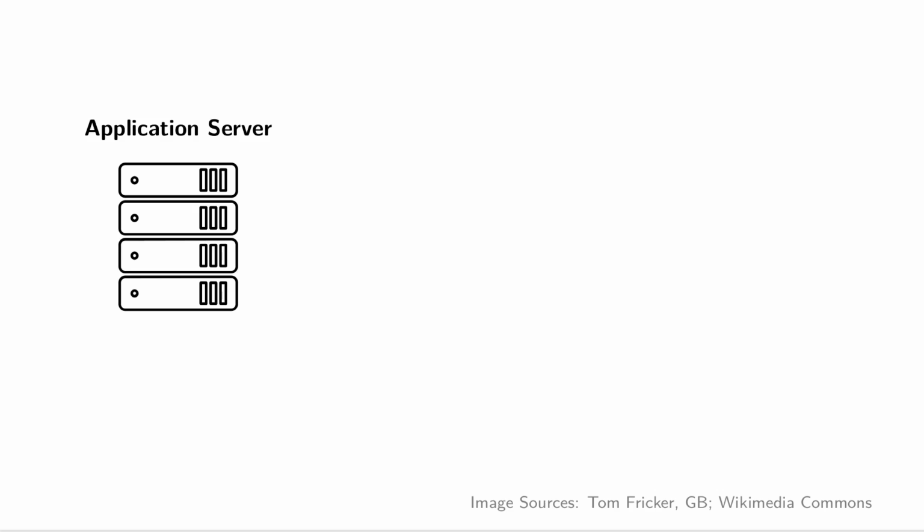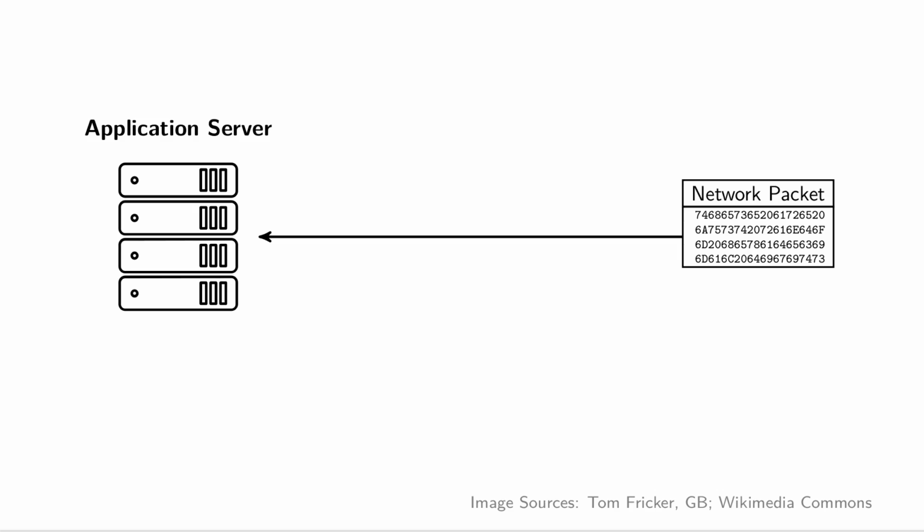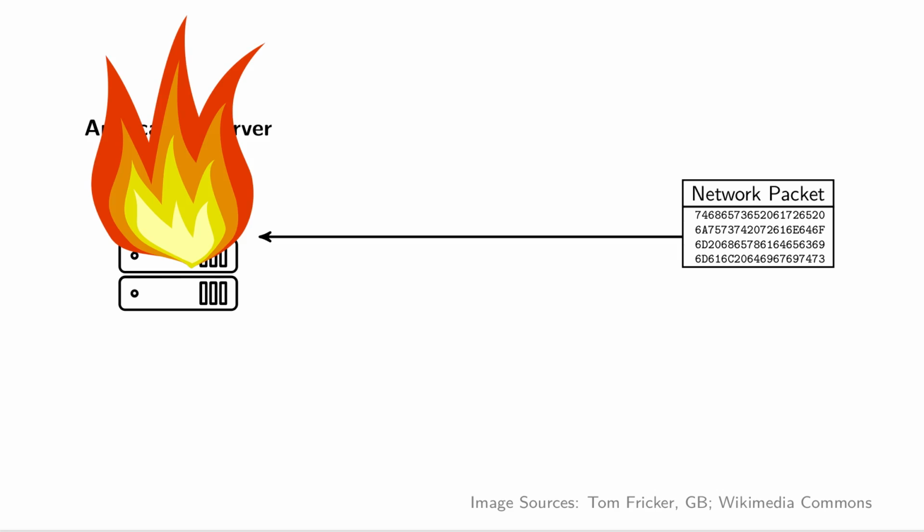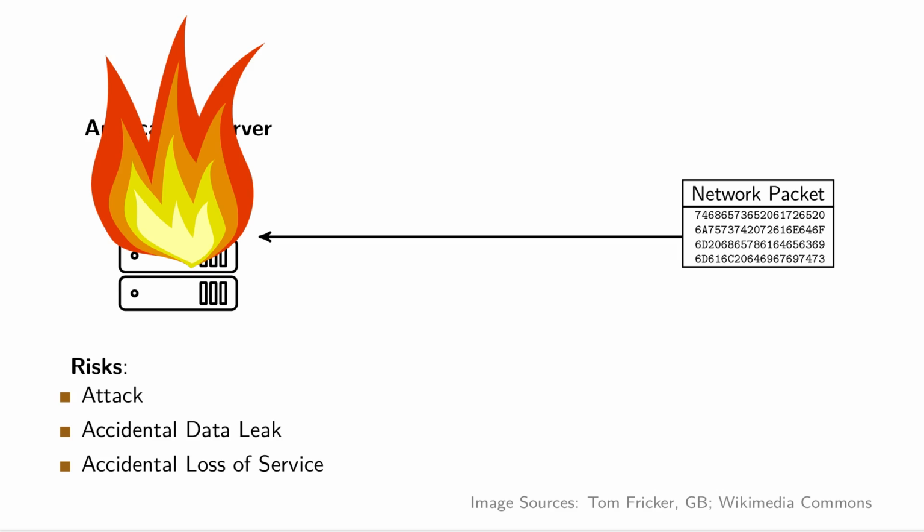So imagine that you're running some sort of application server over the internet. That means that you'll keep getting network packets over the internet, and some of these might cause trouble on your application server. This might be because someone's trying to attack you, or it might just be that some user is running an obsolete or ill-configured client, or is pressing the wrong button somewhere.